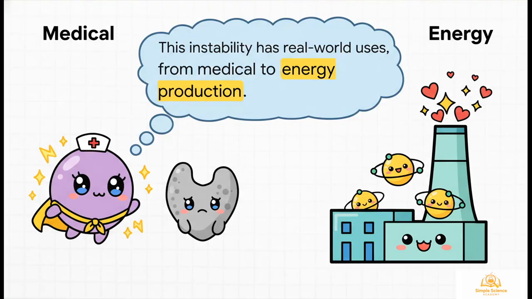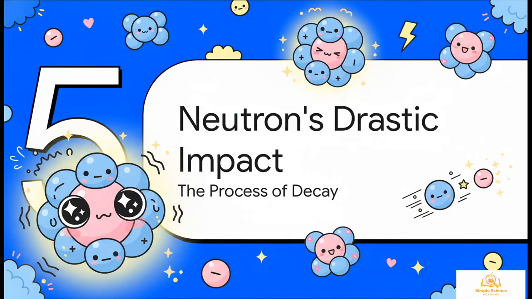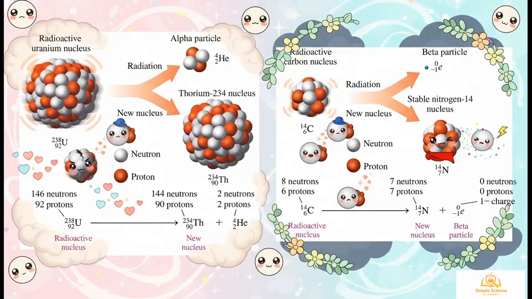And this instability isn't just a weird quirk of physics. It's incredibly useful. We've learned to harness it for everything. That radioisotope iodine-131, it's used to treat thyroid disorders. And the instability of uranium isotopes is what powers our nuclear energy plants. This stuff literally shapes our modern world. So what actually happens when one of these unstable atoms decides it's just had enough? Well, as we're about to see, this process of decay is where the number of neutrons has its most dramatic, world-changing impact.